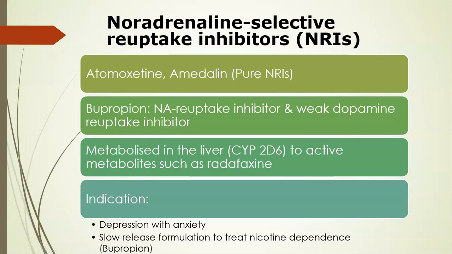So slightly more. These drugs are metabolized in the liver by the CYP2D6 to active metabolites such as Venlafaxine. Indications for this drug include depression with anxiety and slow-release formulations to treat nicotine dependence. And this is particularly for bupropion and not these other drugs.